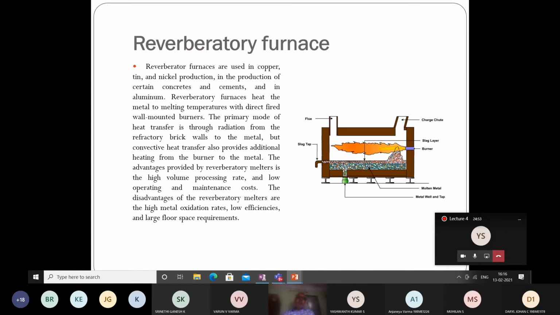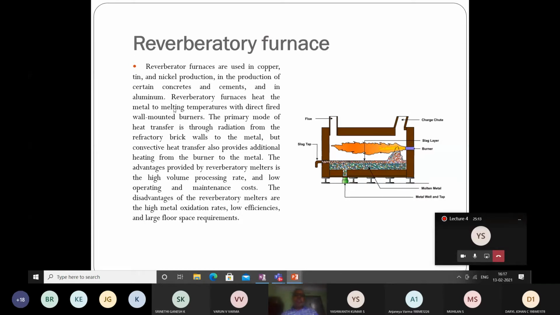Now this is about the cupola furnace, which is very widely used. That is for cast iron. I told you this is for iron. The next comes the reverberatory furnace. They are used in copper, tin and nickel production, and sometimes cement concrete also, where this reverberatory furnace is widely used.